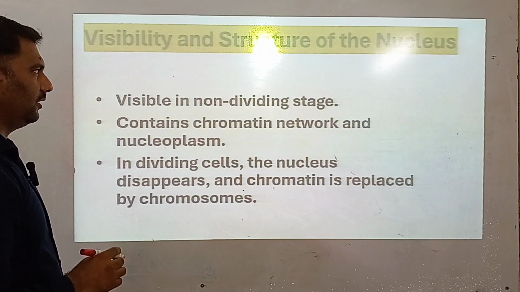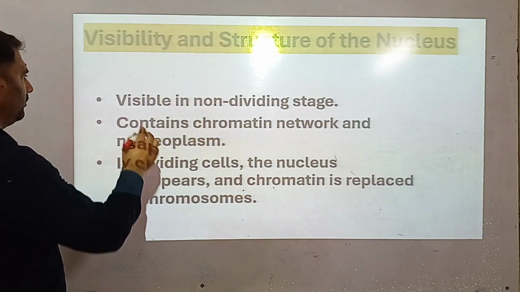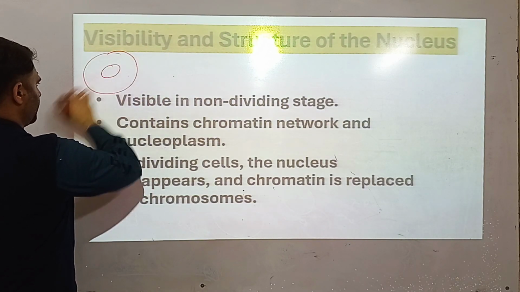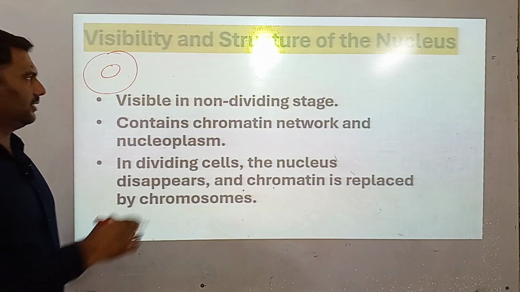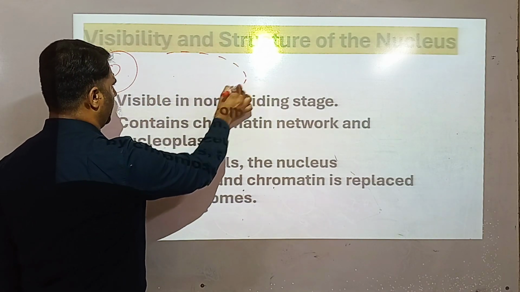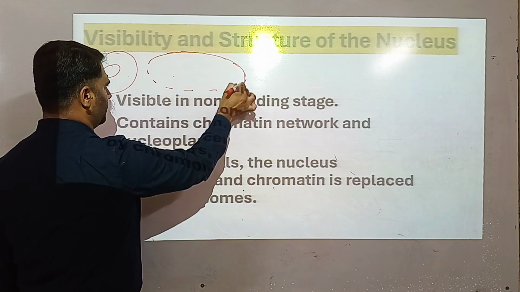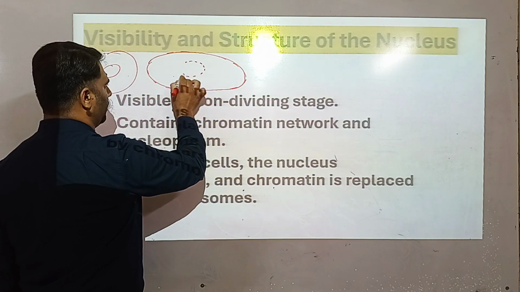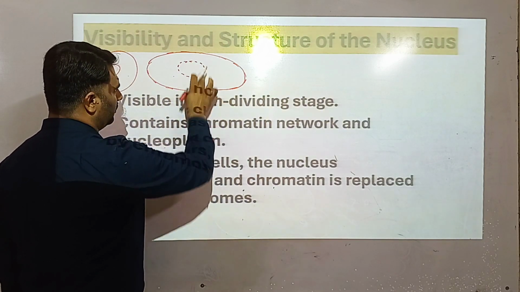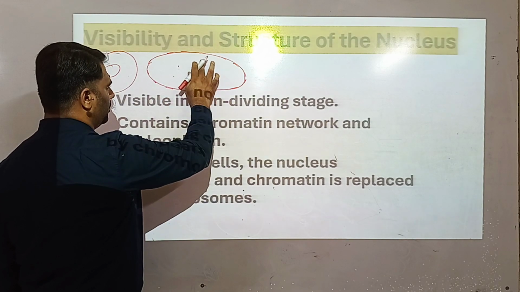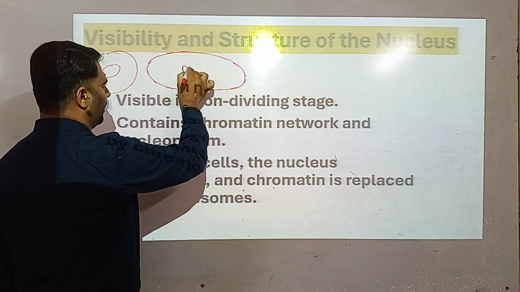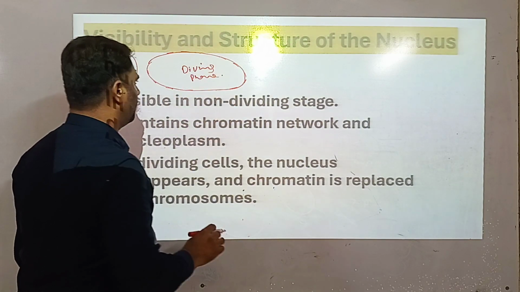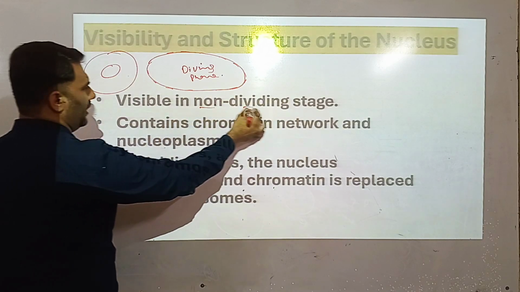Visibility of the structure of the nucleus. Look, the nucleus is only visible in the non-dividing phase. For example, this is the cell membrane, and this is the nuclear membrane. When the cell is dividing, this membrane disappears. So the nucleus is not visible in the dividing phase. It is only visible in the non-dividing stage.